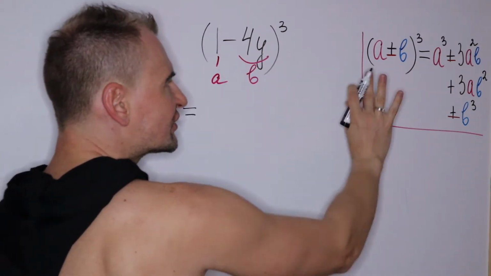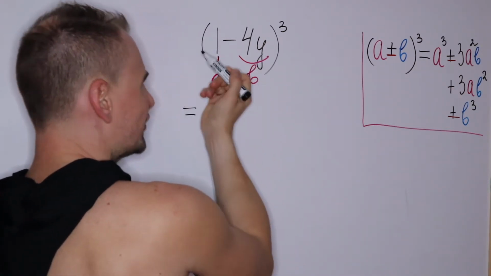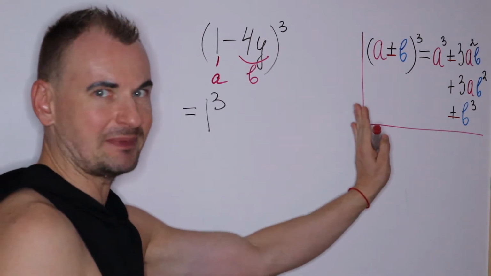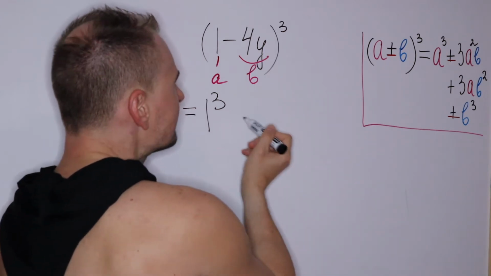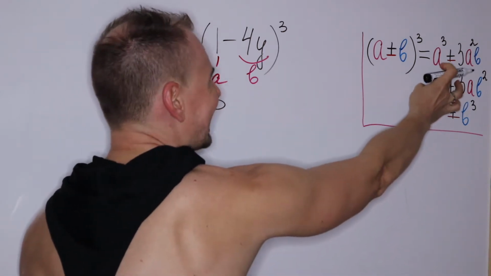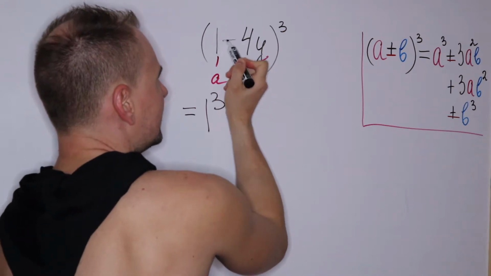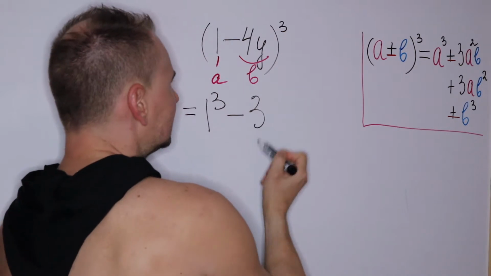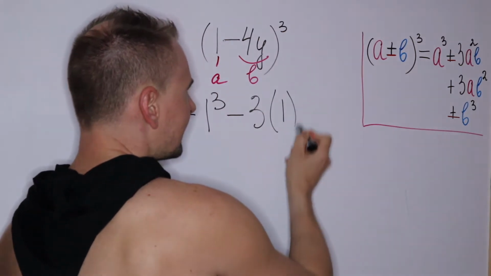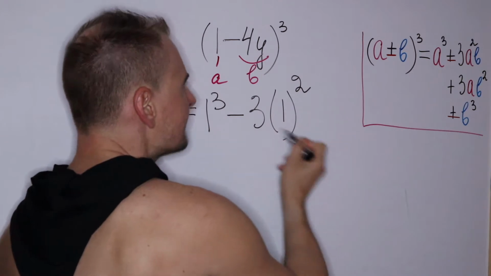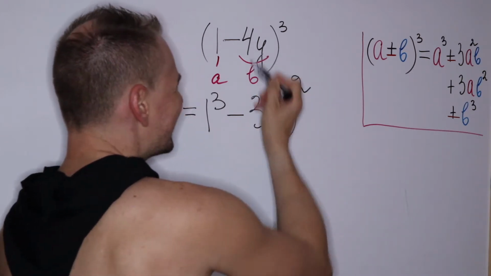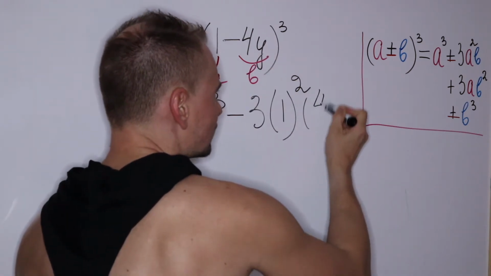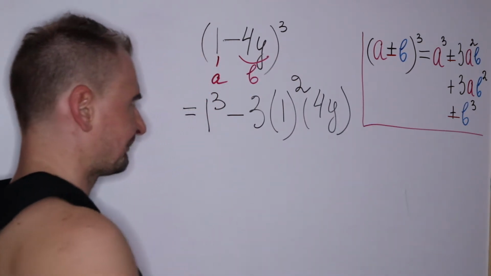Equals. So all it says is you need to take the first term, which is 1, and raise it to the third power. So I'm going to write it explicitly at this point. The next term is going to come negative, since you have a negative between your terms. So minus 3 times the first term 1 raised to the second power, multiplied by the second term as is. So the second term is 4y. So I'm going to write 4y.